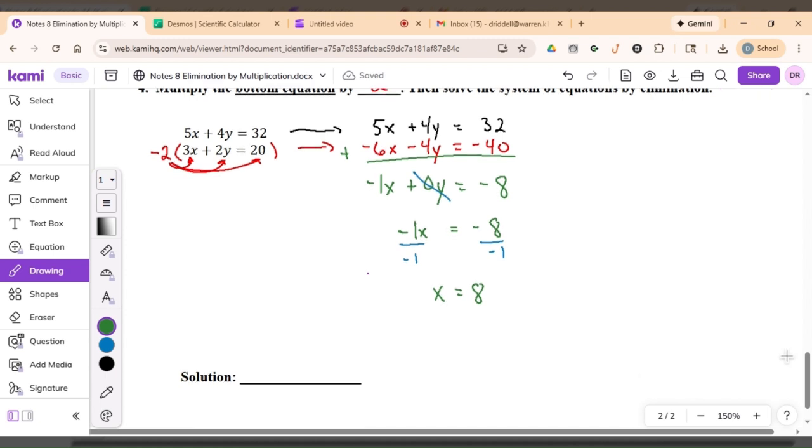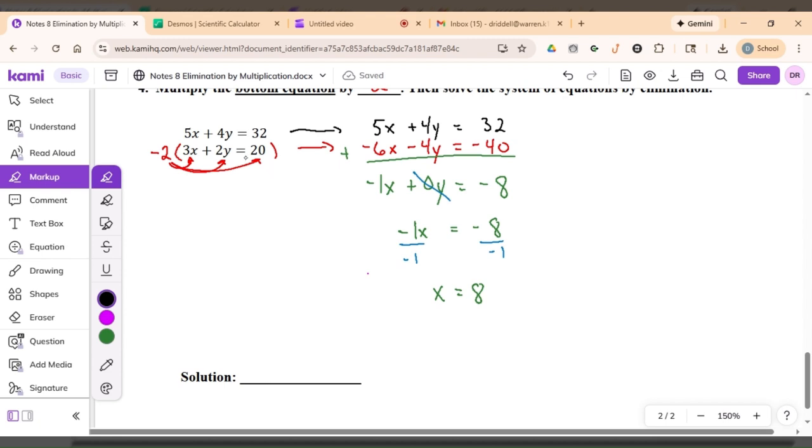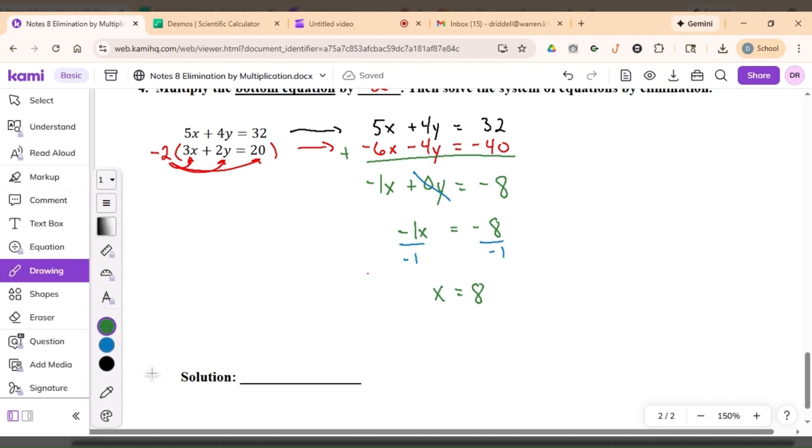Now, next step would be pick an equation. So your choice: you can pick equation 1 that has 5 and 4 and 32, or you can pick equation 2 that has a 3, a 2, and a 20. And if you want to pick the second equation because it has smaller numbers, that's great. It really doesn't matter in the end, especially since we have calculators to help us. But let's say you go with equation number 2, all right? Because that's what we did last time.